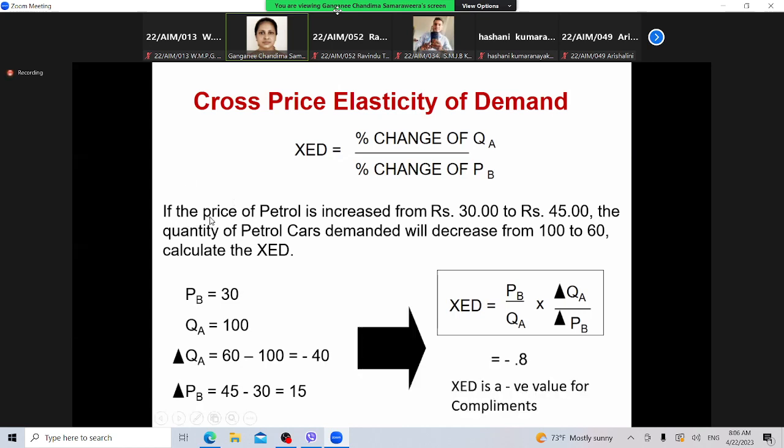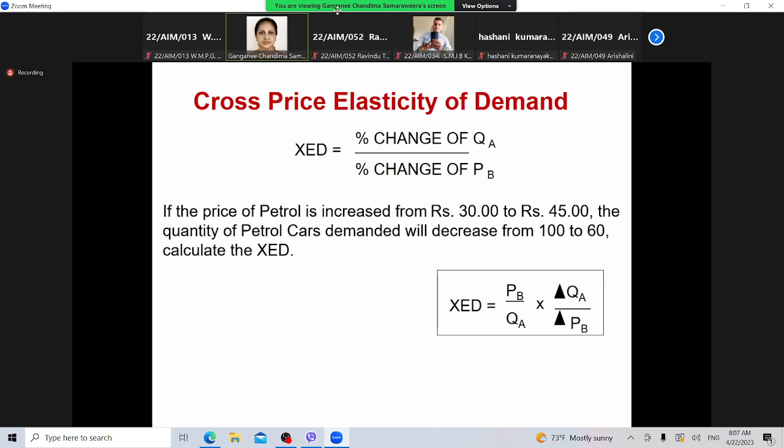See the example. If the petrol price is increased from 30 to 45, the quantity of petrol cars demanded will decrease from 100 to 60. We got an example like this. Then you know these are complementary goods. Petrol is needed to use petrol cars. Then if petrol price is increased, petrol car demand will decrease. Two-way direction. That's why it comes as negative.